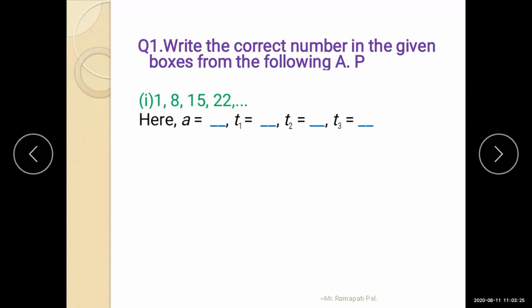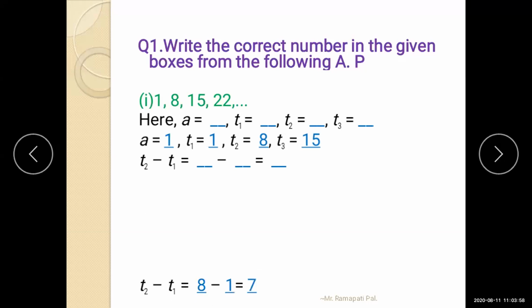Let's see whether the answers you have given are correct or not. A is equal to 1, T1 is equal to 1, T2 is equal to 8, T3 is equal to 15. Most of the students have given the correct answer. Very good. Now, T2 minus T1, fast. We know what is T2 and we know what is T1. T2 minus T1 is 8 minus 1, that is equal to 7.